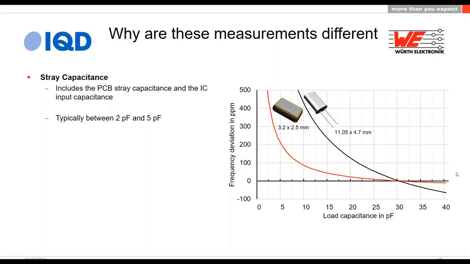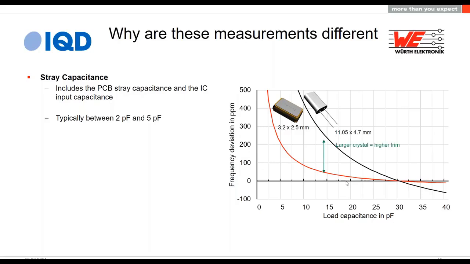And in the graph on the right, what I've shown is two crystals, both normalized to run with 30 picofarads. So you can see the frequency deviation is normalized to 0 at 30 picofarads load, yeah? The black line represents a really big crystal. It's the biggest crystal that we sell at the moment. And the red line here represents a smaller crystal, a 3.2 by 2.5 crystal, yeah? And so what we're plotting here is how much the frequency changes if the load capacitance is moved away from what it should be, yeah?